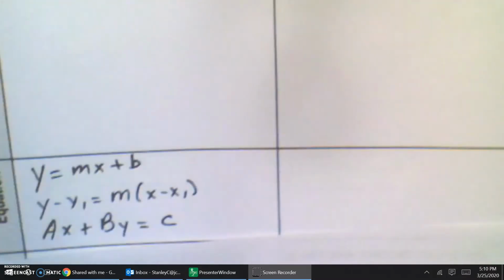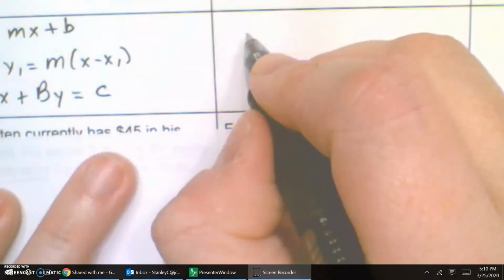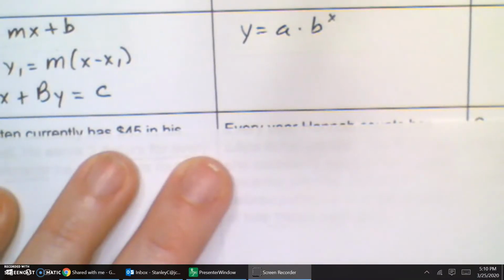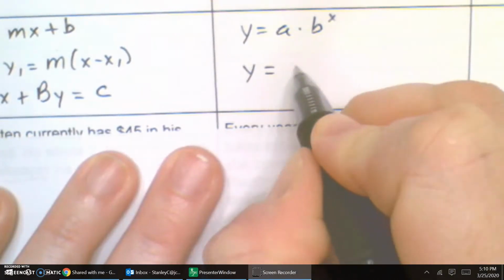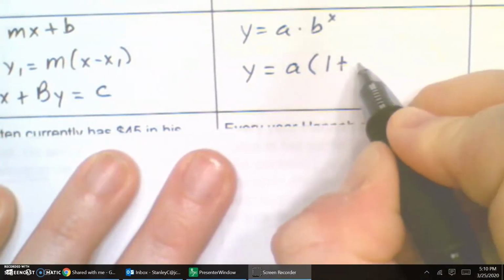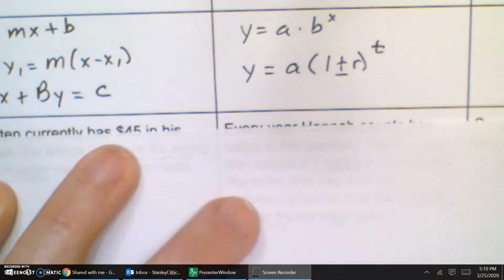Next model, exponential. The forms that we have seen for exponential, we have y is equal to a times b to the x, and y is equal to a times the sum or difference 1 plus or minus r raised to the t power.